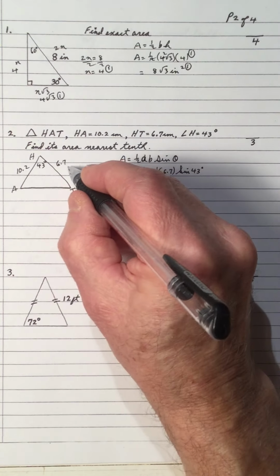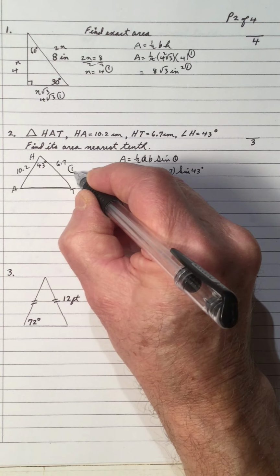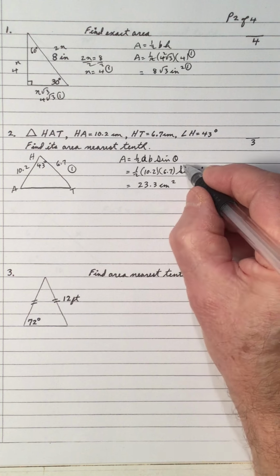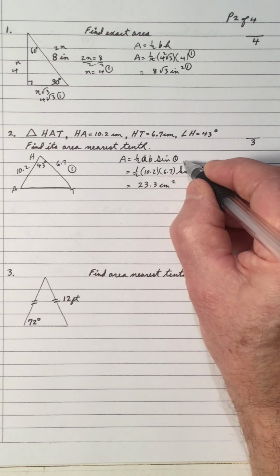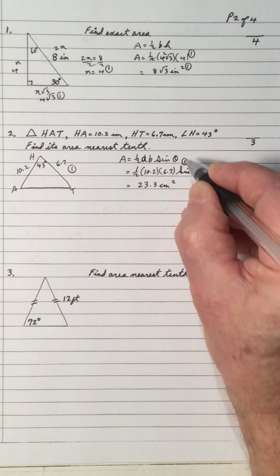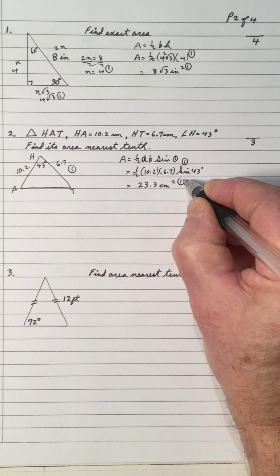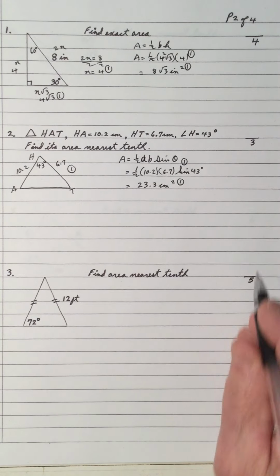If you drew the triangle correctly, give yourself a mark. If you have this written down and subbed incorrectly, give yourself a mark. If you have the final answer, 3 marks altogether.